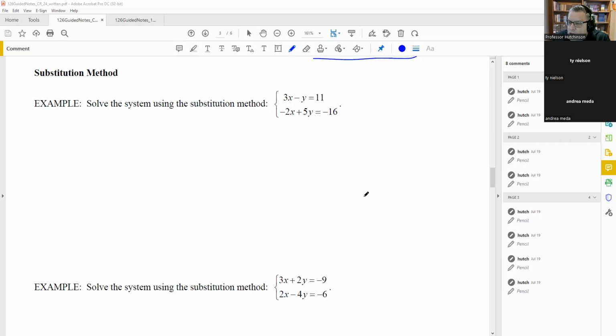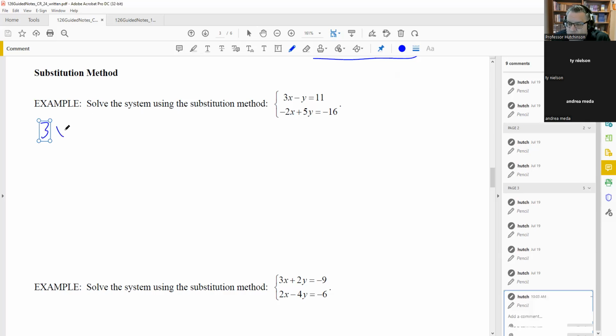Okay, so for the substitution method, what that involves is you're going to solve for one of the variables and then plug it into the other equation. Typically for substitution, you want to look for a variable that's isolated by itself. That's generally the one you want to solve for, because then that allows you to solve for the variable without doing an extra division step and getting fractions.